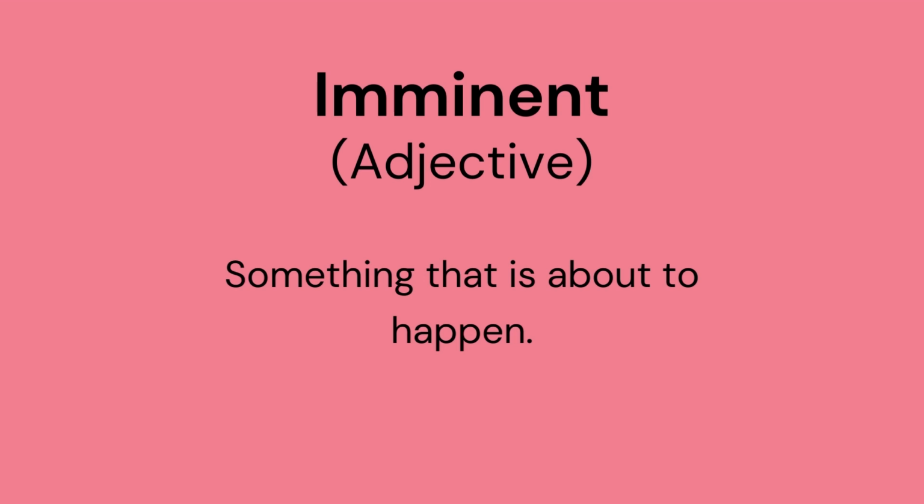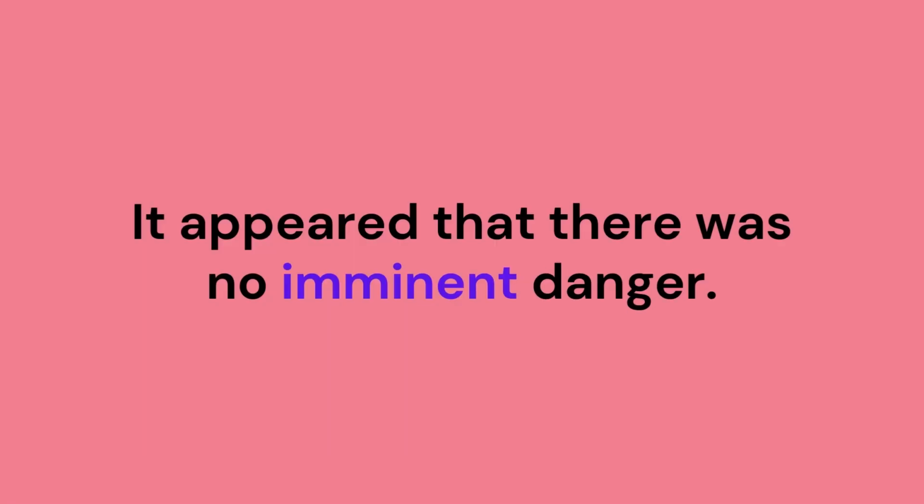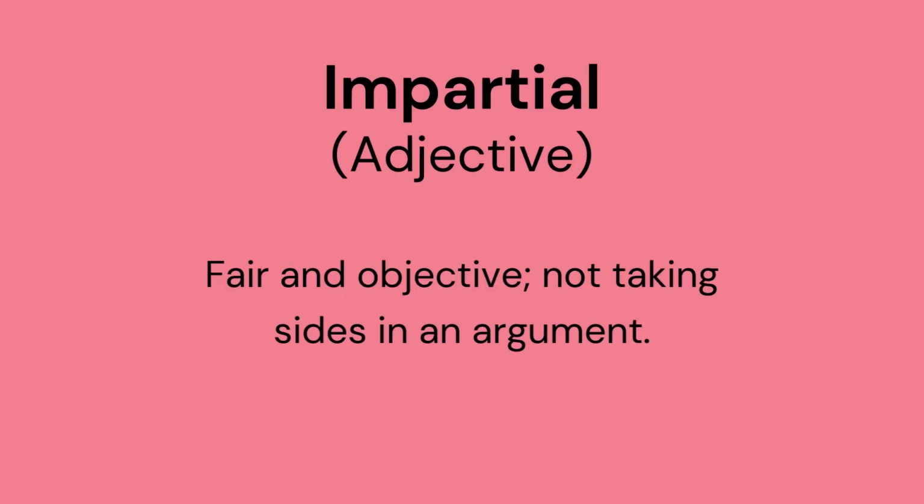The next word is imminent. Imminent is an adjective, and it refers to something that is about to happen. And nothing more spectacular than imminent rain, right? When we see the storm clouds gathering and we know that rain is imminent. We can also talk about imminent danger. It appeared that there was no imminent danger. Imminent, something which is about to happen.